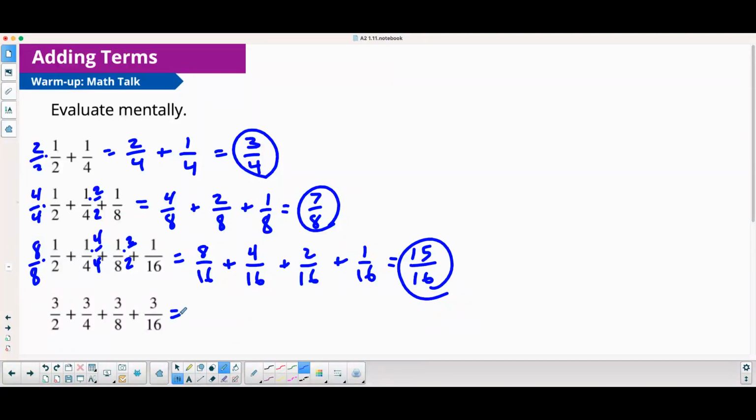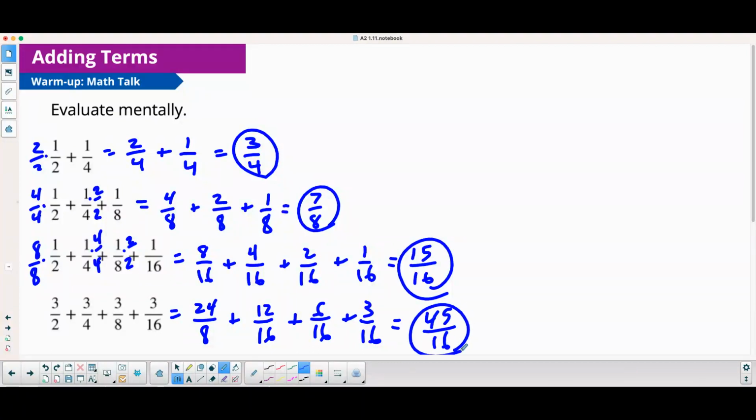Last one, same idea. First one by 8 over 8 to get 16 for my common denominator. Next one's going to be 4 over 4. Next one, you multiply by 2 over 2. And then the last one can stay the same. Add all your numerators up. I think it's 45 over 16. A little review there on common denominators and adding fractions.